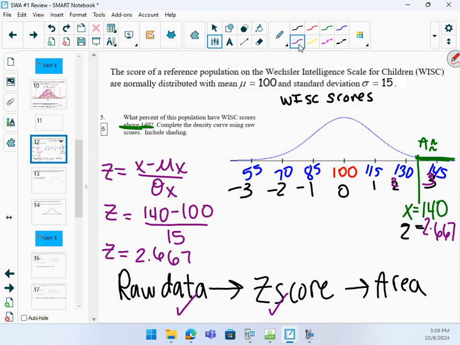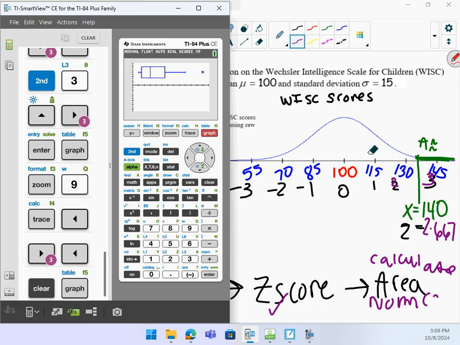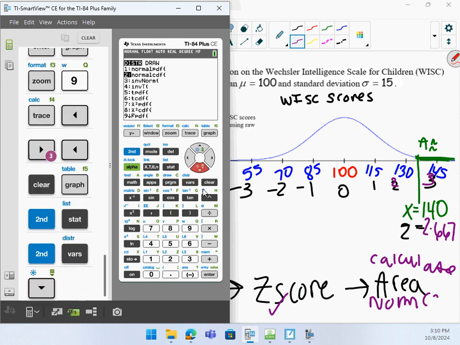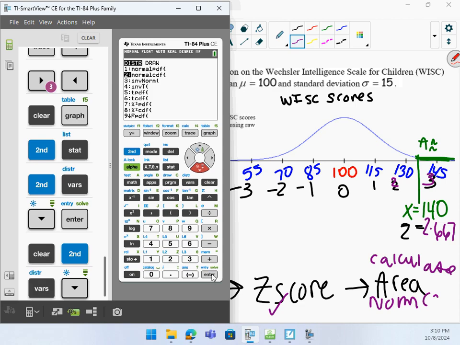So now, in order to find the area, we have started with the normal data. We've used the z-scores. We get to go to your calculator, and in your calculator, you're going to do normal CDF. If you go to your calculator, it's second bars, normal CDF.